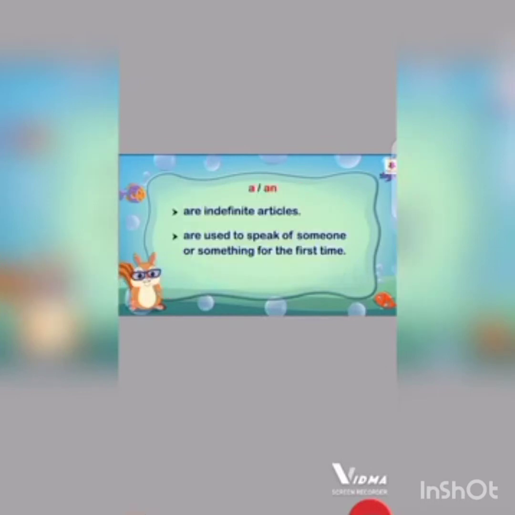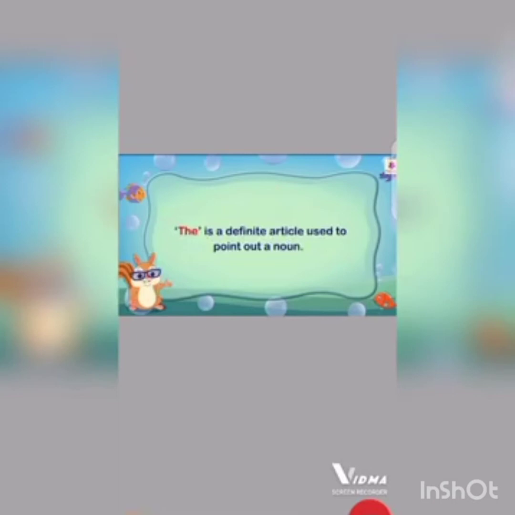So, a or an, these are indefinite articles and are used to speak of someone or something for the first time. And we also use these when we generally talk about something. While the is a definite article used to point out a noun. We use the when a person, place, animal, or thing is mentioned a second time.